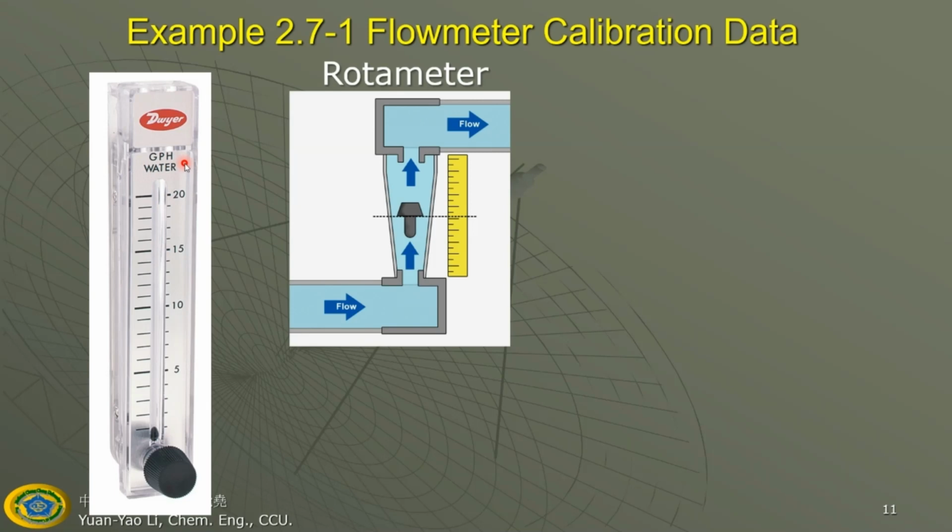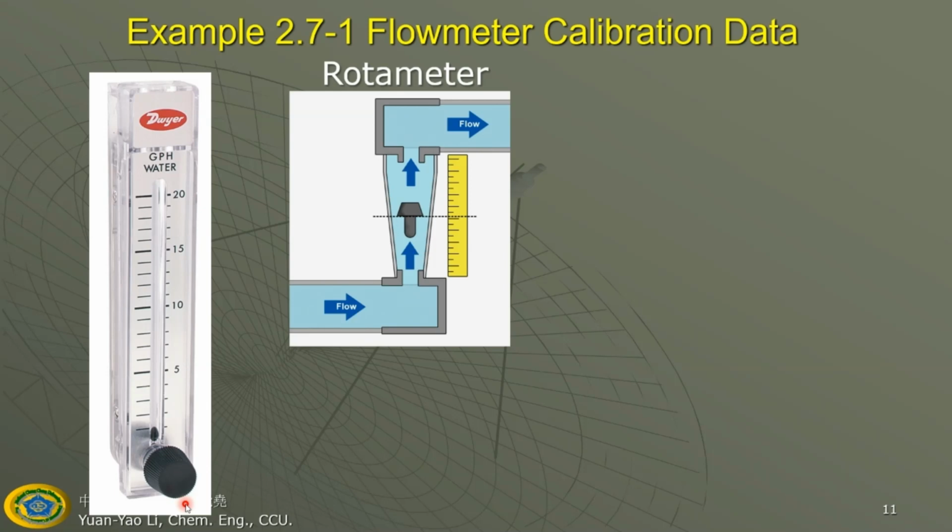Flow rate. If the flow gets stronger, this float will go up to a higher position. For example, if the float goes up to here, that will be 15, right? This will be 15 gallons per hour. And then the flow goes out here. So this is a regulator. You can just tune the flow rate. If you want to make it higher or lower, this is the valve. You can just change the flow rate.